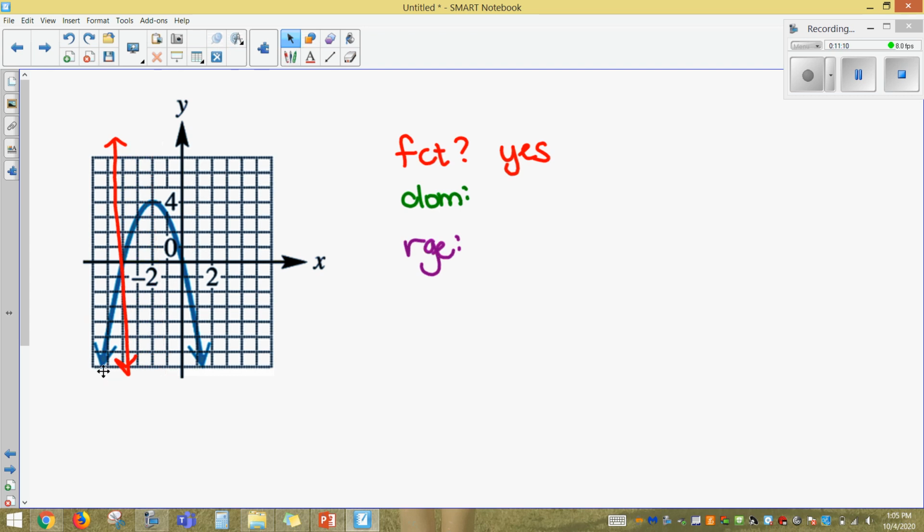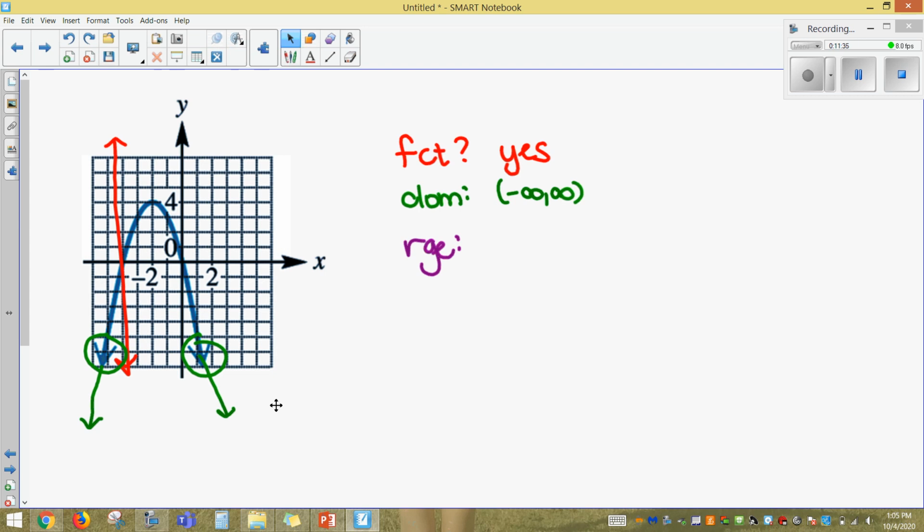For the domain, these arrows indicate that the graph continues on and on and on. And even though it's not getting wide super duper fast, notice it is getting a little bit wider as we move away in both directions. Again, not quite as extreme as what I just sketched, but the graph is going to go to the left forever, and it's going to go to the right forever.